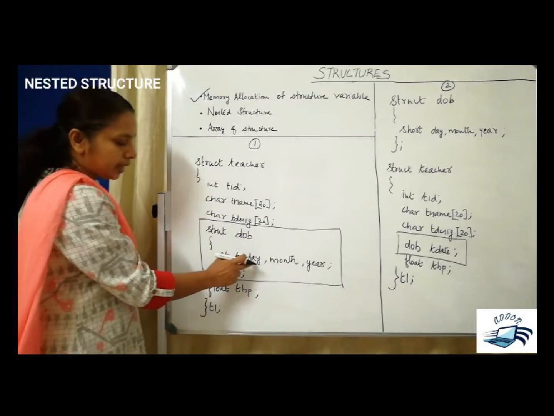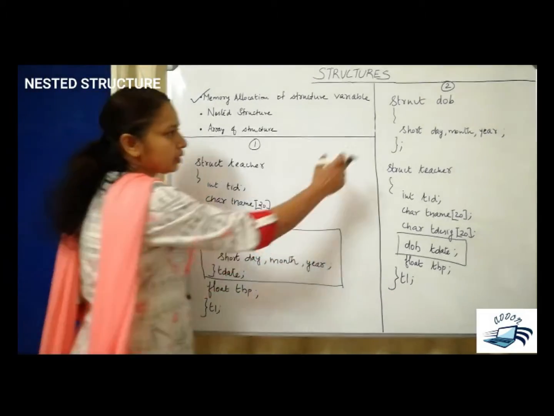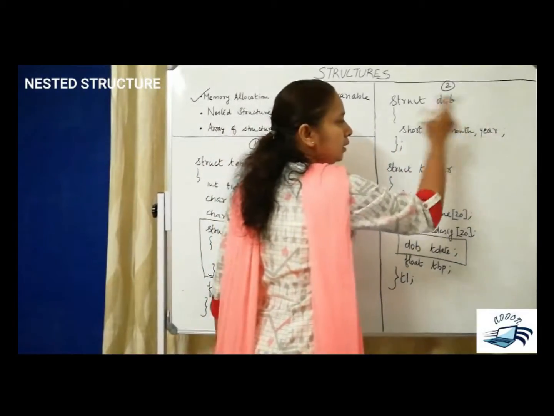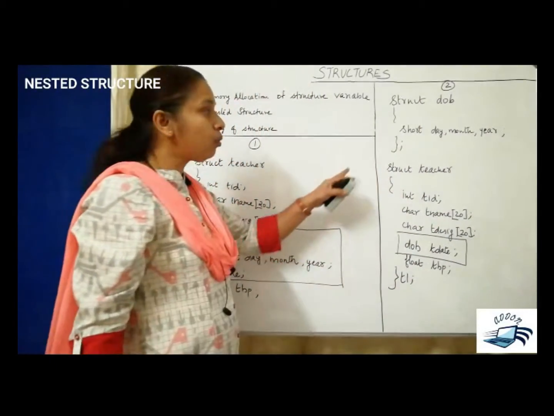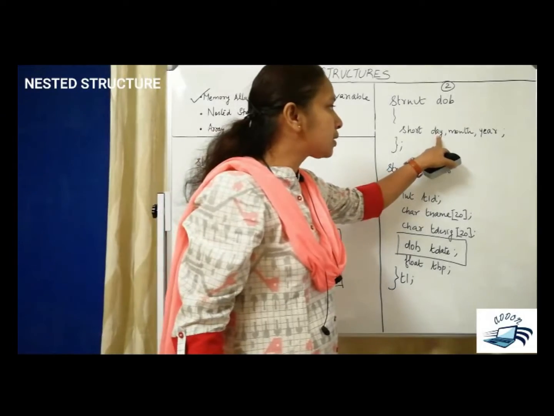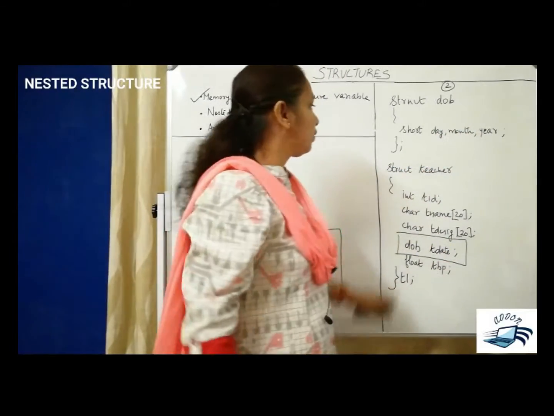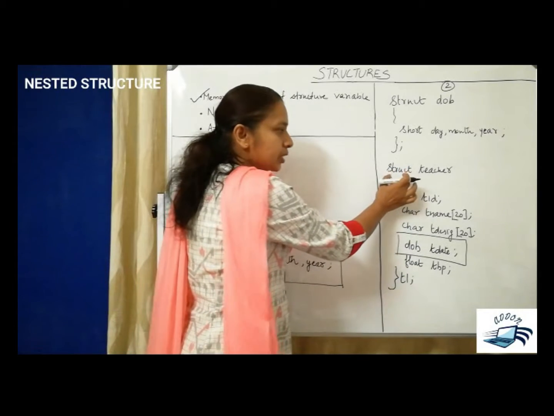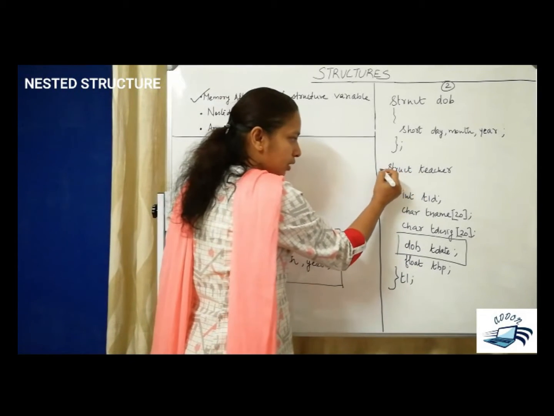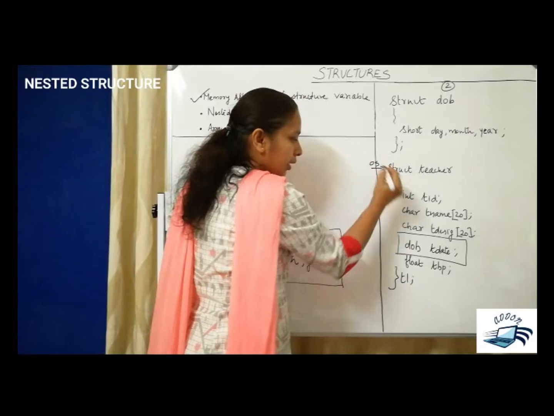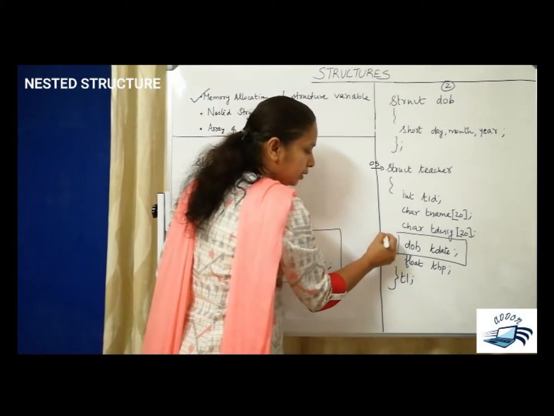It contains 3 data: day, month and year. Here also day, month and year. Now I am going to look at how I can access the data day, month and year. That is the inner structure. Which is the outer structure? Teacher is the outer structure. This is the outer structure, and this is the inner structure.